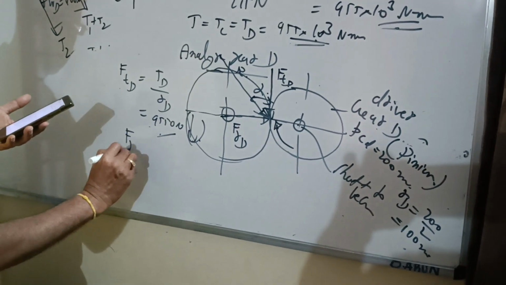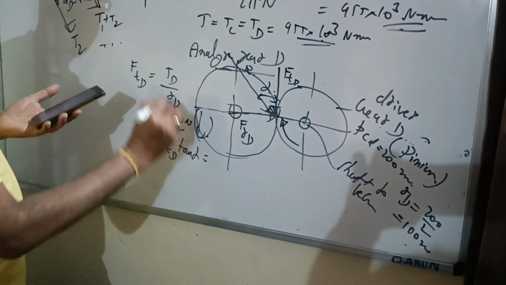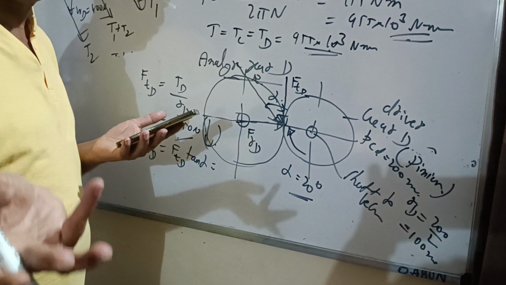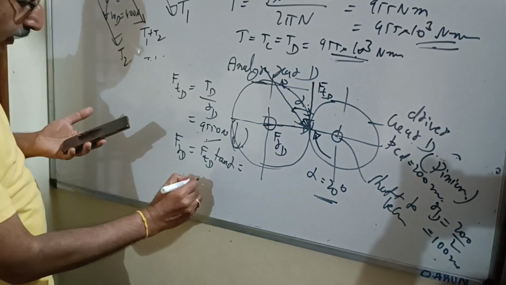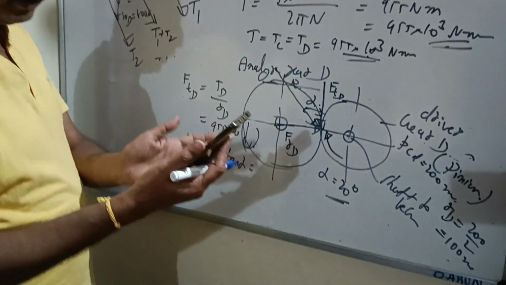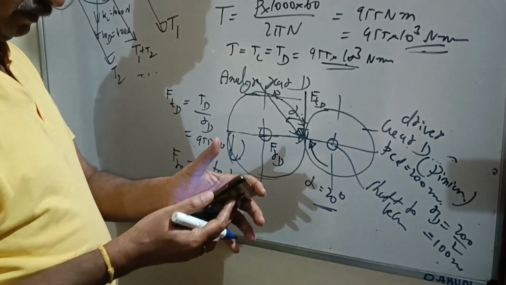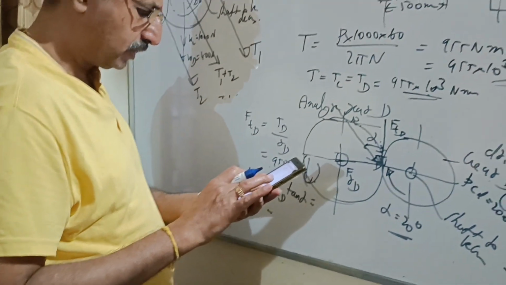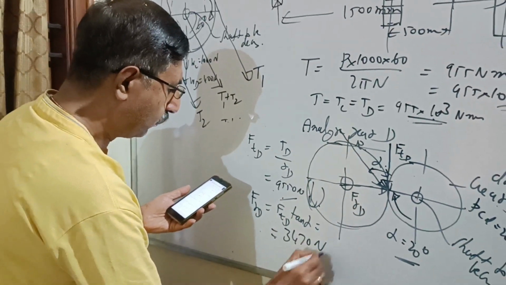What about radial force? FRD is FTD tan alpha. What is alpha? Pressure angle. I think pressure angle is given here, 20 degree. If it is not given, don't worry. You just assume it. Normally we assume 20 degree pressure angle. If I solve for FRD, I will get 3,470 Newton.